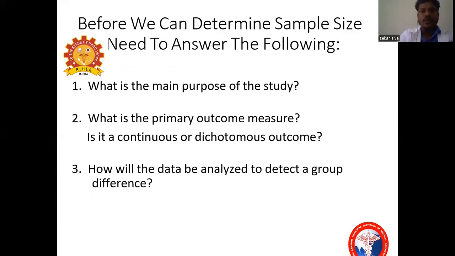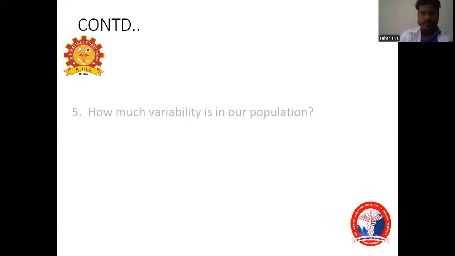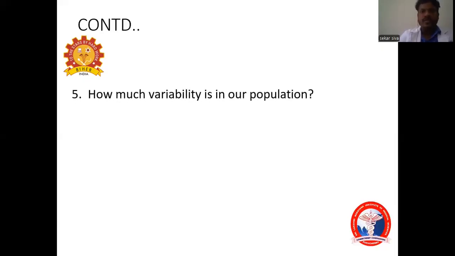How big should the data be to detect the group differences? How small a difference is important to detect? And how much variability is in your population? How is it evident? What is the desired alpha and beta? For alpha, we generally take a 95% confidence interval, and the beta power of the study is 80%. Okay.